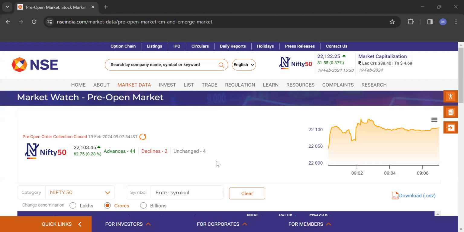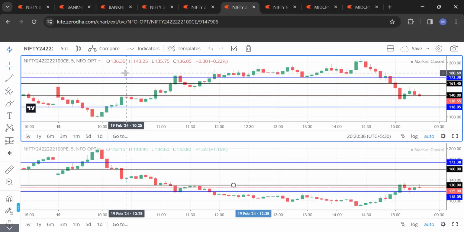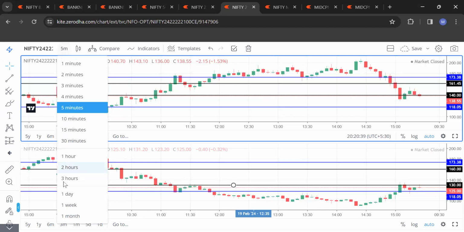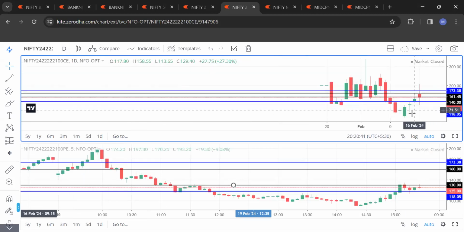22,100 call side. Previous day high plus low divided by 2. See previous day. This is 16th Feb. 17th was Saturday. 18th was Sunday. So previous day high plus low divided by 2. Write down. Call side. First remember it. First listen to me. Try to understand.